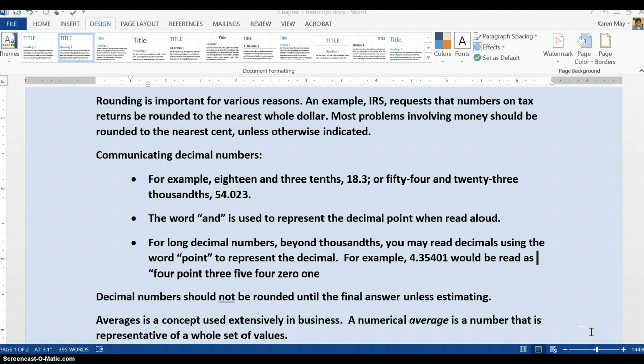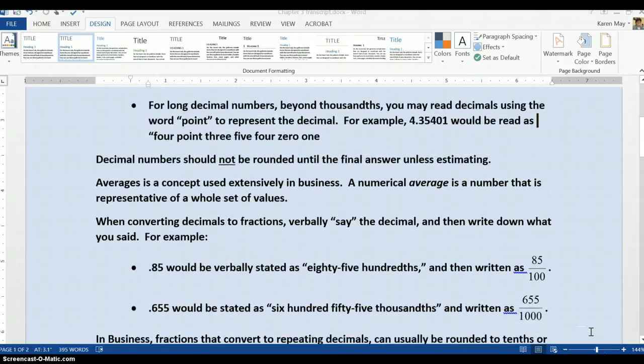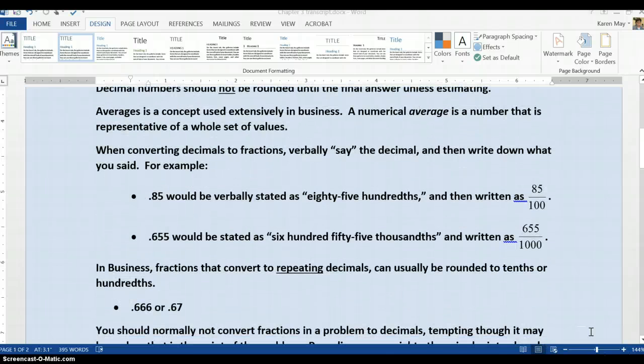This is very important in your work in this chapter because you want to be sure that you don't round off early, because it will make a difference in the answer if you round before. Averages is a concept used extensively in business. A numerical average is a number that is representative of a whole set of values.